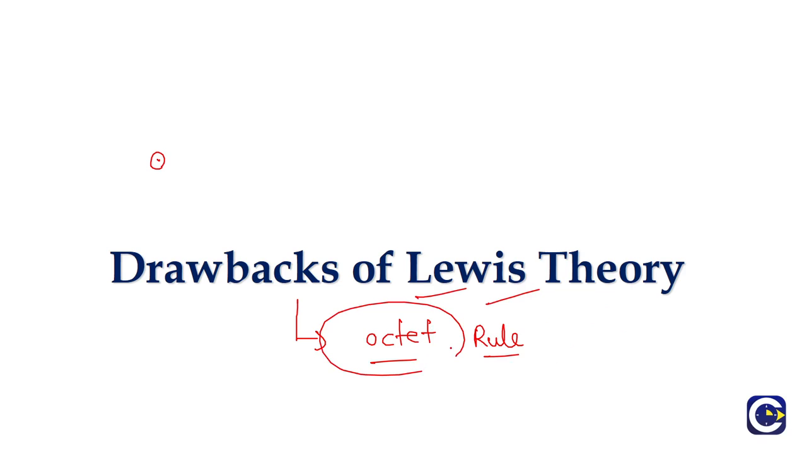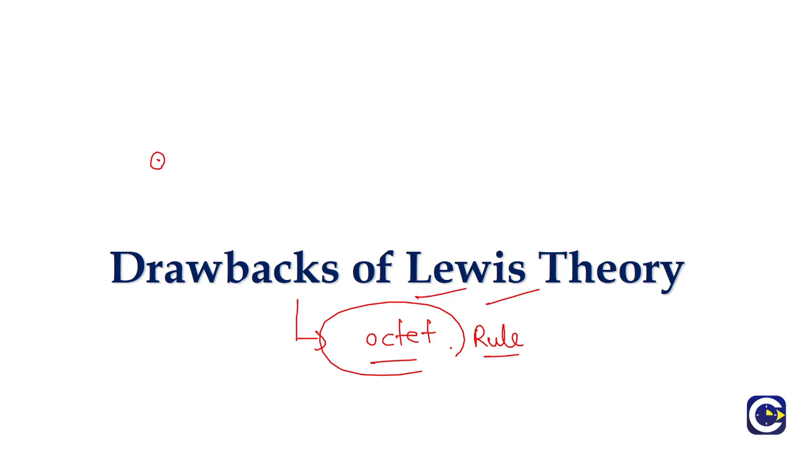The scope of the theory is limited to just explaining how molecules or ions come into existence based upon the octet rule. But there are other things about chemical bonding, especially the bond parameters, like the concept of bond length, bond enthalpy or bond energy, bond angles, and the associated shapes of the molecules. So a lot of things were not touched upon by the Lewis theory.